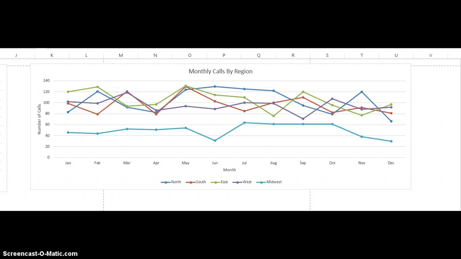Here you can tell that in the Midwest in June, we don't really have that many calls. Seems that our north, south, east, and west regions all have a higher number of calls monthly compared to the Midwest.